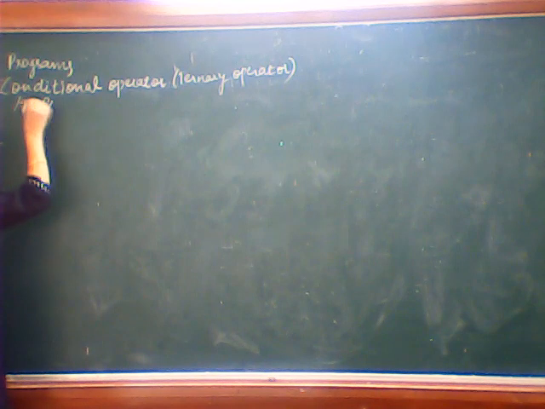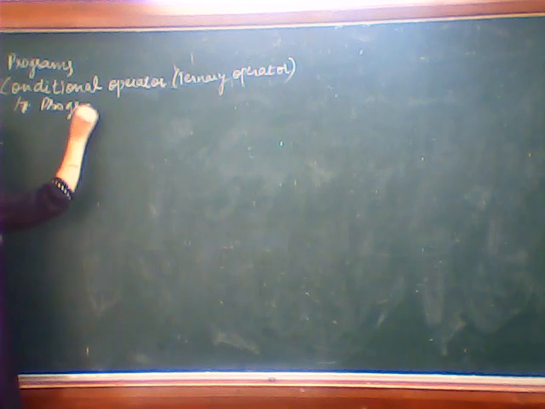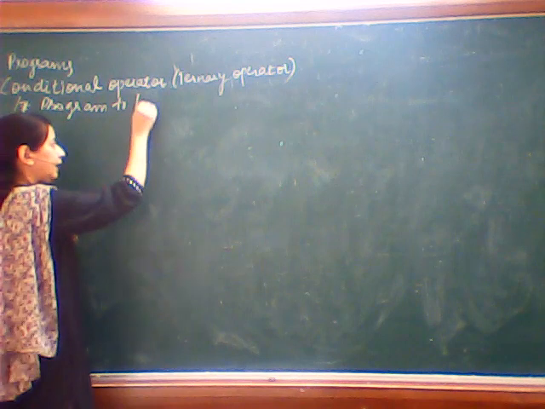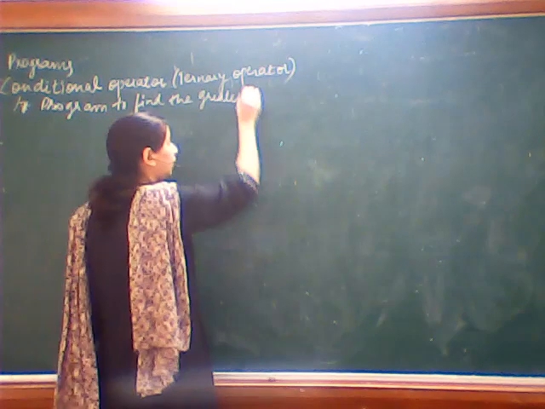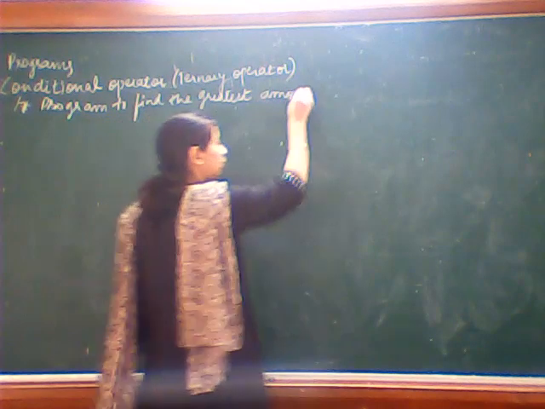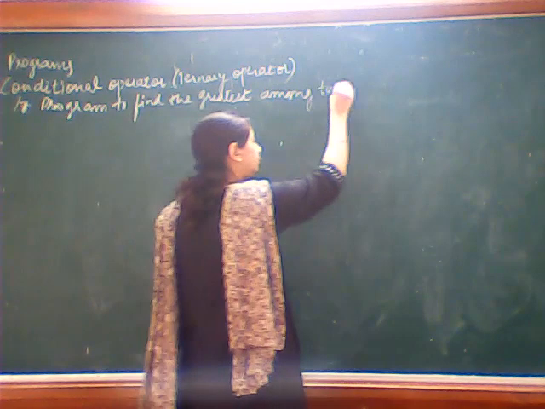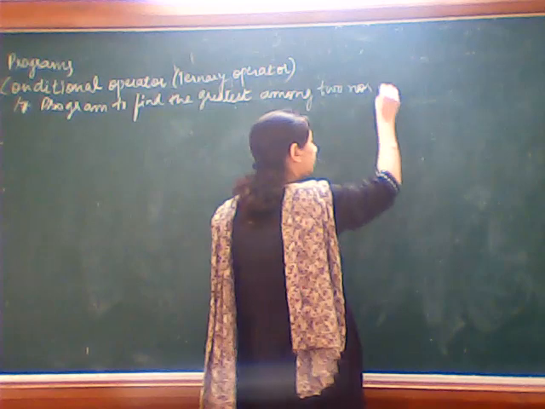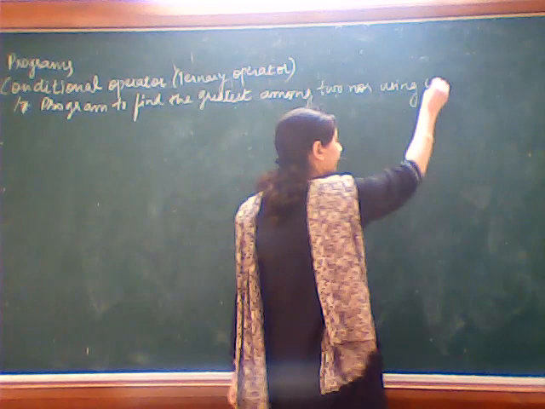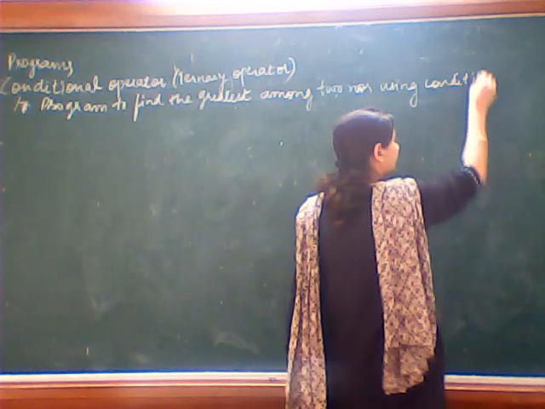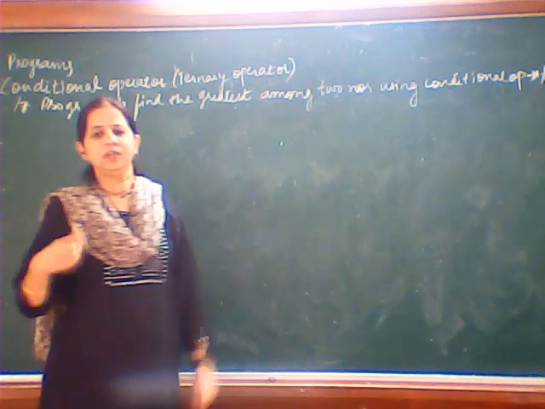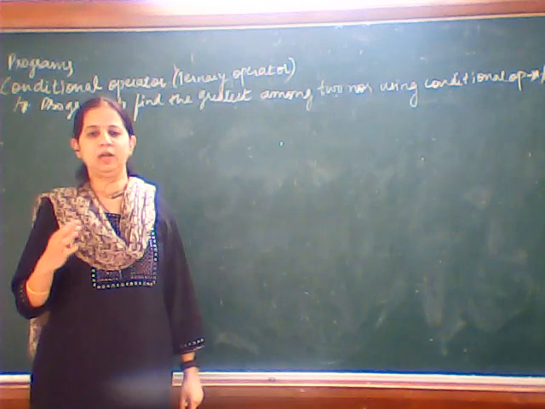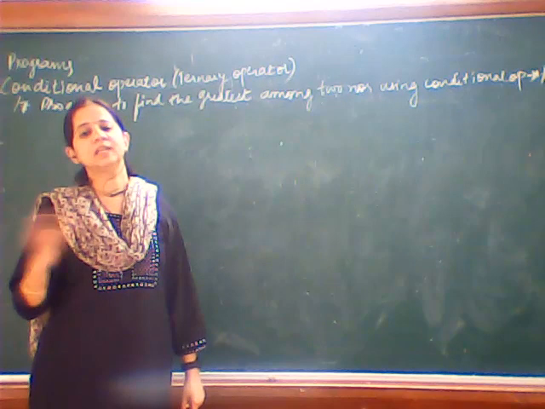We are going to write a program to find the greatest among 2 numbers using conditional operator. Okay, we have written the comment, the documentation section of our program. So what we are supposed to do here, we are supposed to find out if we are given 2 numbers, which is the greatest among them.